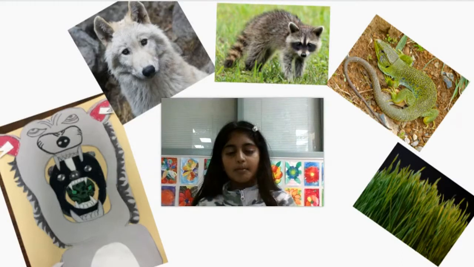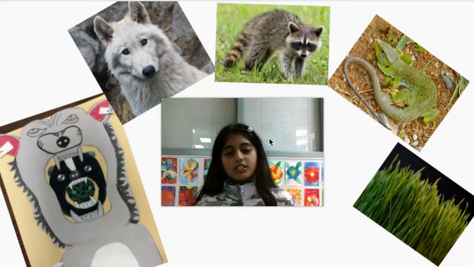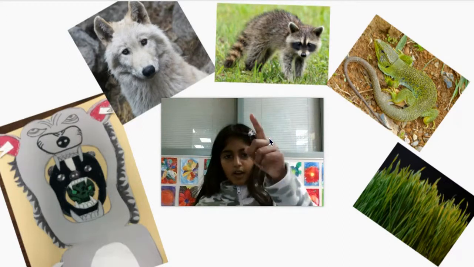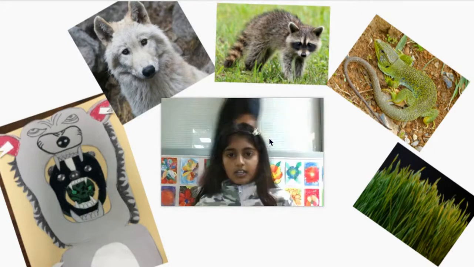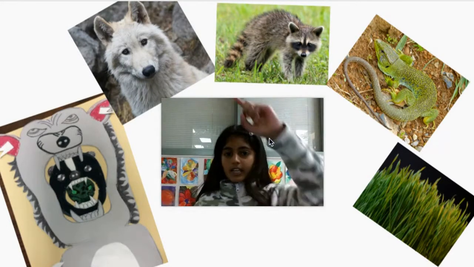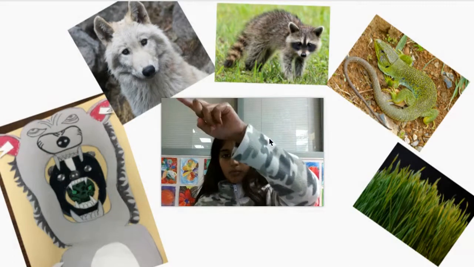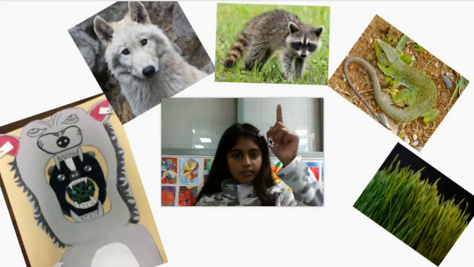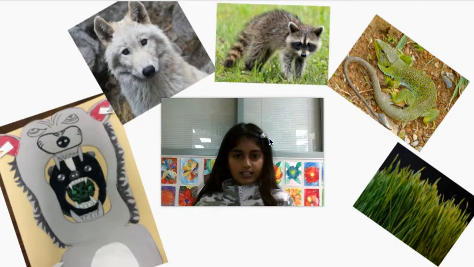Hi, I'm Aria. This is my food chain art over here, and the animals I have in my food chain art are a wolf, a raccoon, a lizard, and some grass. Basically, the wolf eats a raccoon, and the raccoon eats the lizard, and the lizard eats the grass.